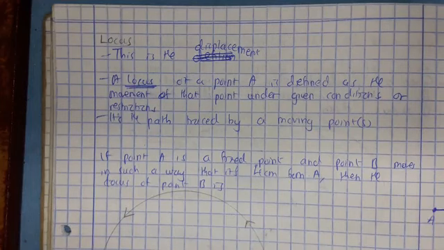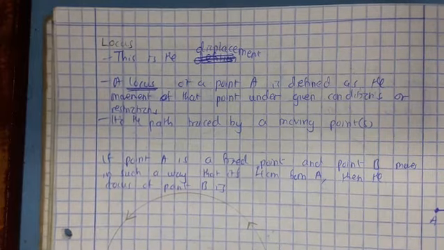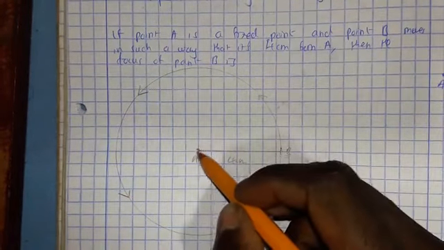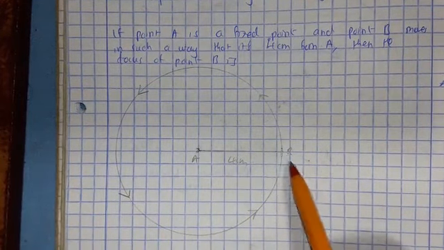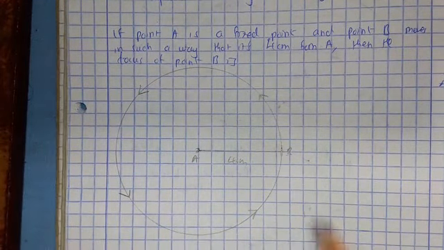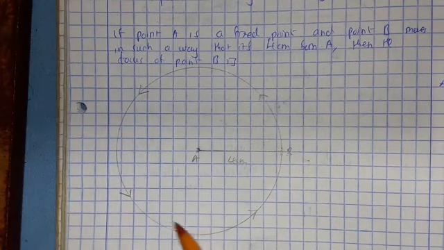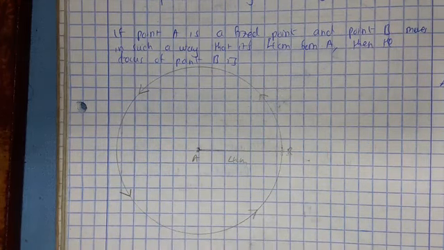If point A is a fixed point and point B moves in such a way that it's 4 centimeters from point A, which is the fixed point, and point B is the point that is moving, then the locus of point B is simply the circumference of a circle. We can note that from here. So if A is the fixed point and we are moving point B around that particular circle, then point B is the locus, and what it will trace as the locus of points is simply a circle.